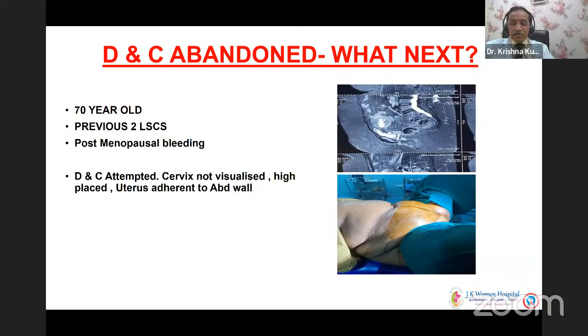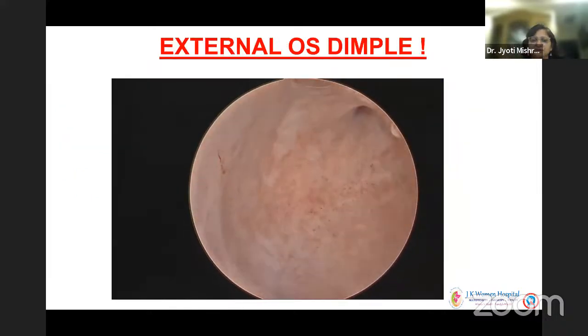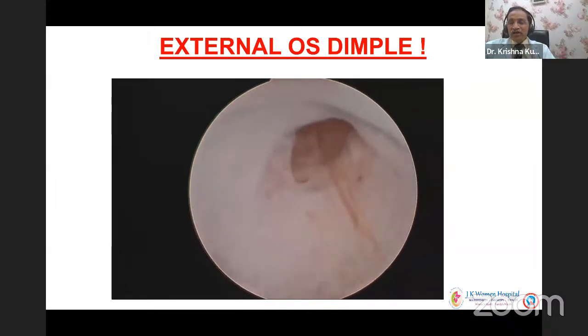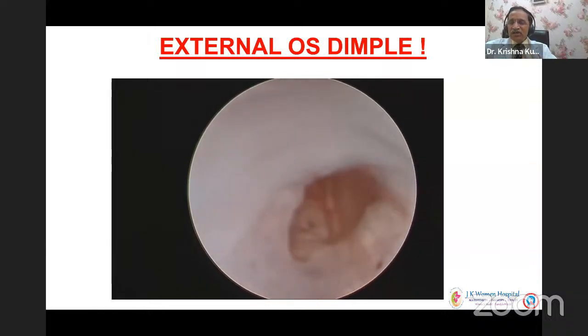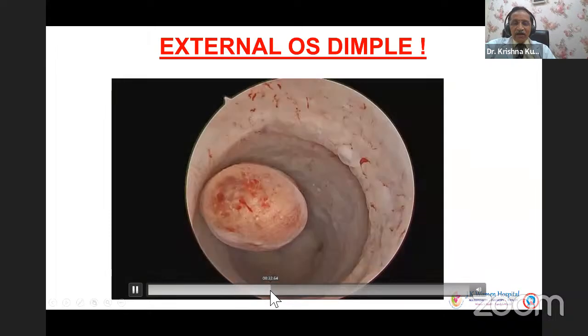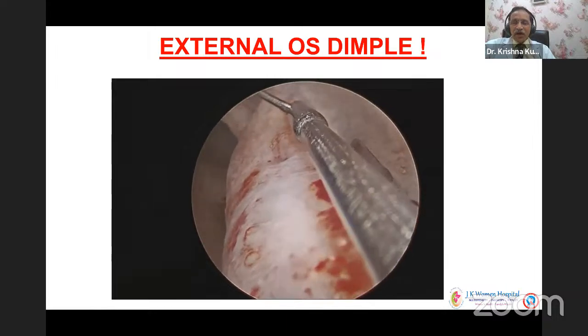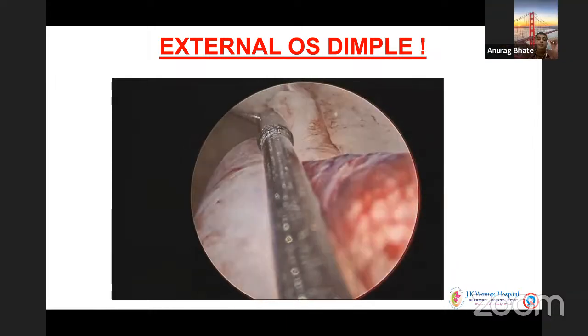This is a 70-year-old, previous 2 seizures, postmenopausal bleeding, D&C attempted, cervix not visualized, IUD placed, uterus adherent to the abdominal wall. What next? Vaginoscopy. Yes, you have to go and look up. This is rightly said, Jyoti. This was the case. With a speculum you couldn't see this, whereas with vaginoscopy you could see the cervix, enter, and see a nice single polyp. So that should be the message: in any patient you can do vaginoscopy and do hysteroscopy.